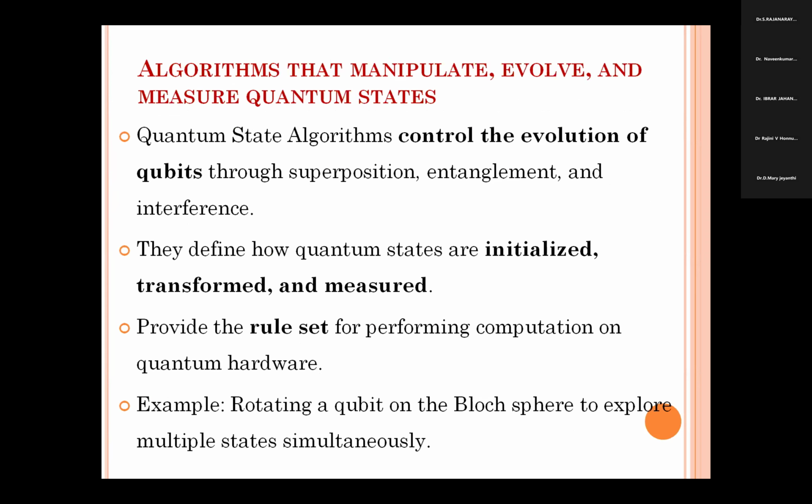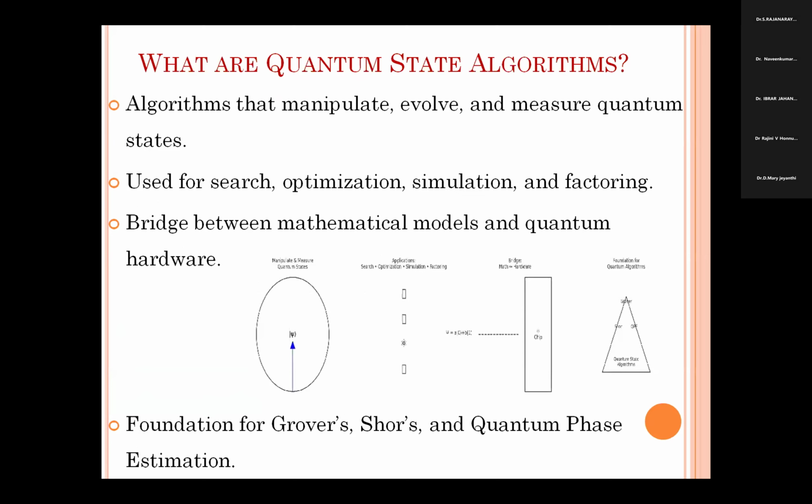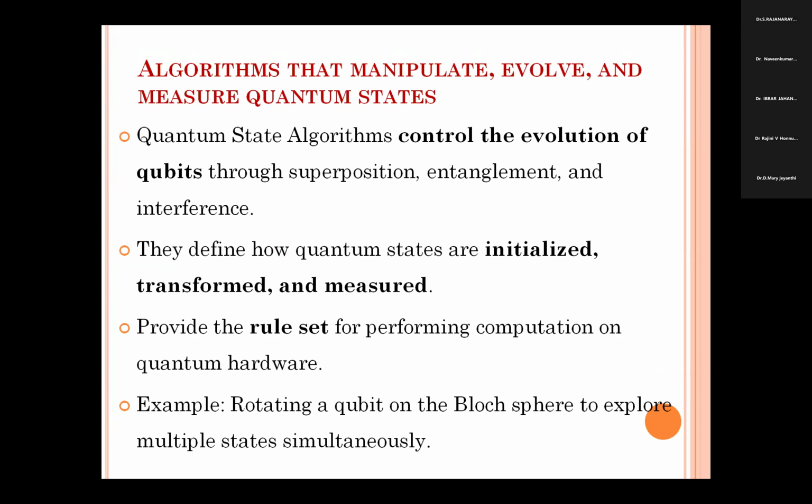Algorithms that manipulate, evolve, and measure quantum states: the quantum state algorithm. See the previous slide. What is a quantum state algorithm? How do I define these four stages, four steps, for extending to quantum state algorithms? Quantum state algorithms control the evolution of qubits through superposition, entanglement, and interference.